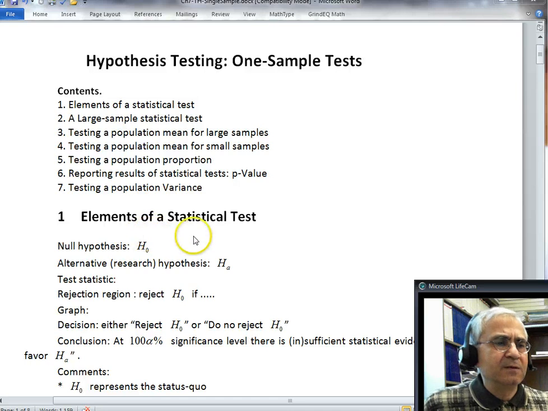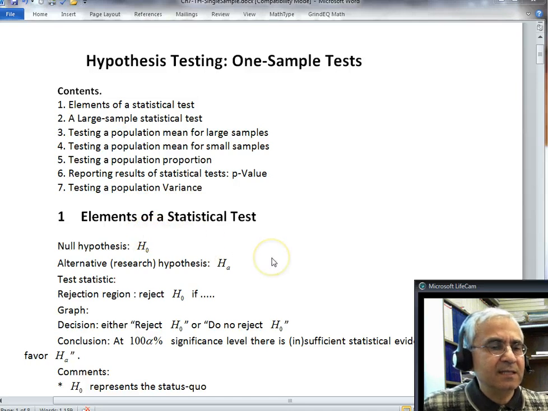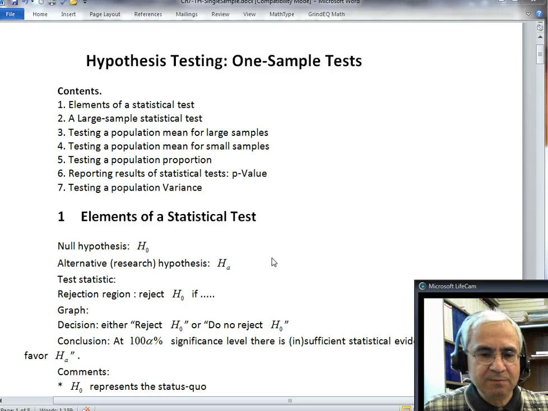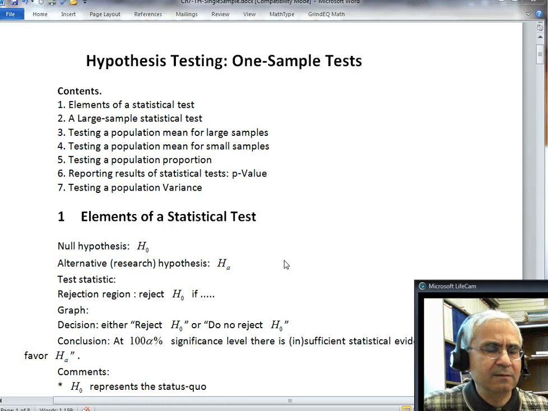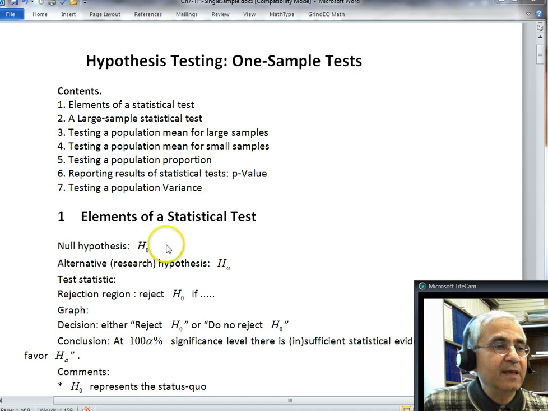So what are the elements, or what is a statistical test? A statistical test is a choice between alternatives. So you're going to pick one alternative versus another of a parameter, and you're going to base that on statistical data. Typically one of the parameters we are interested in is the population mean. So we want to find out, since it's unknown, whether it's larger than a certain value or less than a certain value.